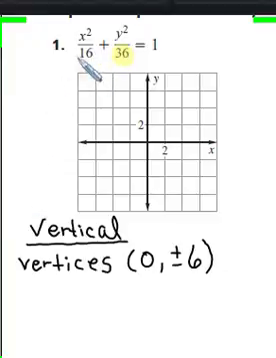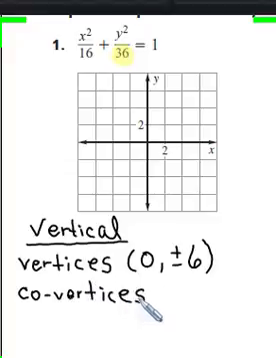The b value is under the x squared. This is x squared over b squared, so you would take the square root, and the b value would be 4. So for the co-vertices, it's going to be plus and minus b: plus and minus 4, 0.